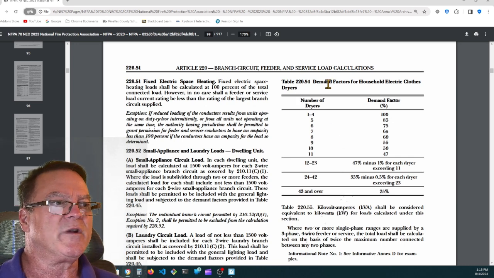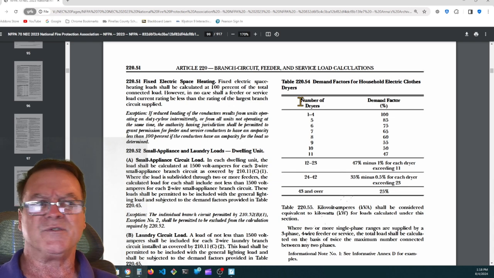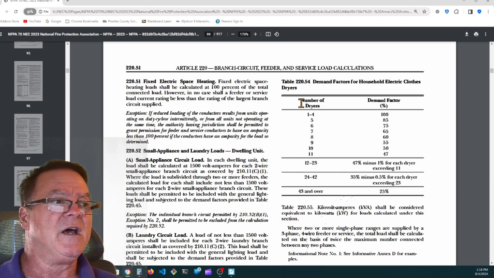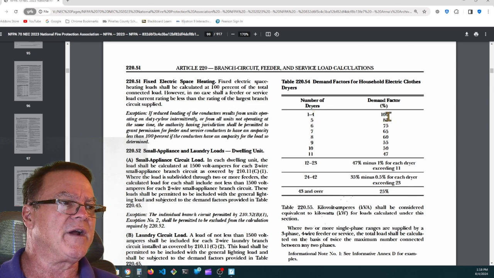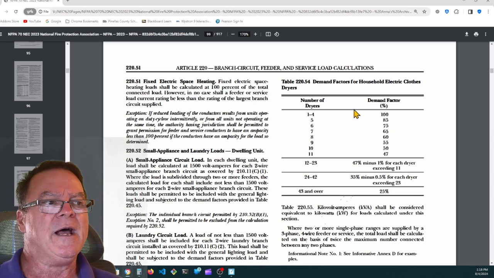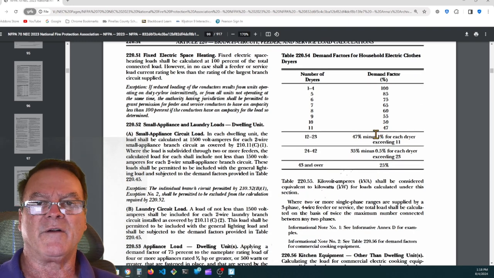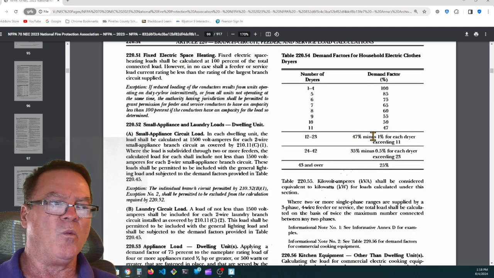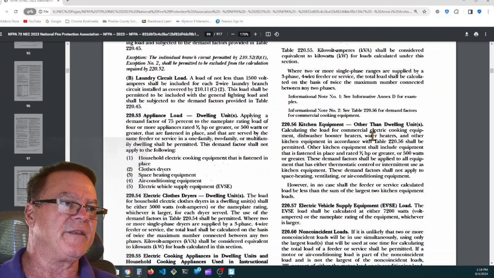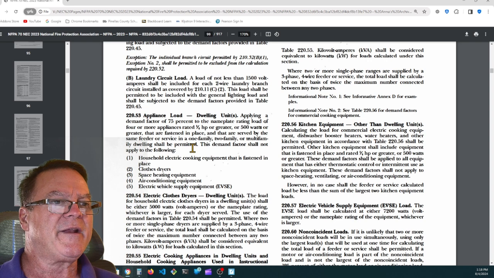And here's that 220.54. I don't think you're ever going to have to use this for a residence. It says 1 through 4 dryers is 100%, 5 is 85%, 6, 75%, 7, 65%. I don't think we're ever going to have a house with more than one dryer. You might have two, but I think that's pushing it.